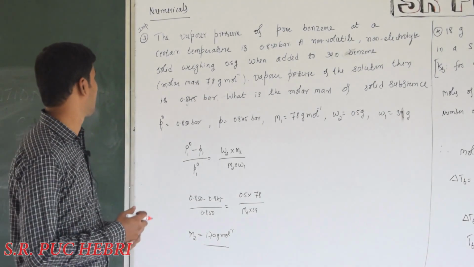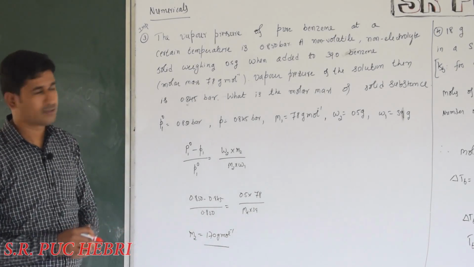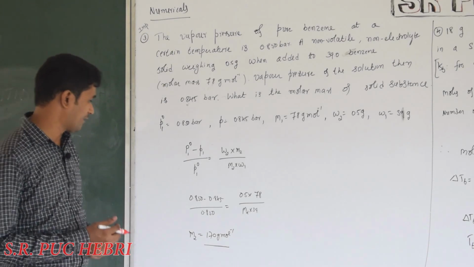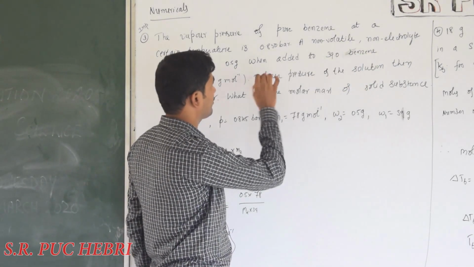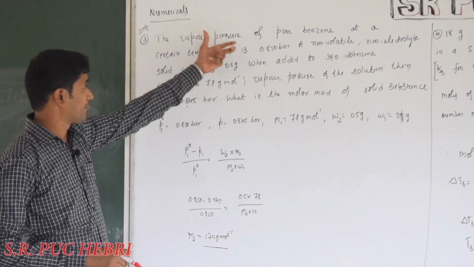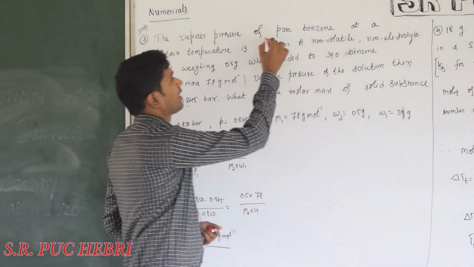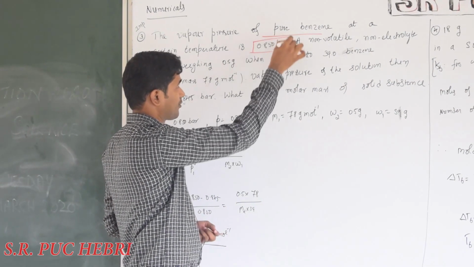Continuing with the numerical part. Next, question number 3. This is very important for 3 marks. So this is related to the calculation of molar mass of non-electrolyte solute present in the solution. Here, the vapor pressure of pure benzene at a certain temperature is given, that is 0.850 bar.